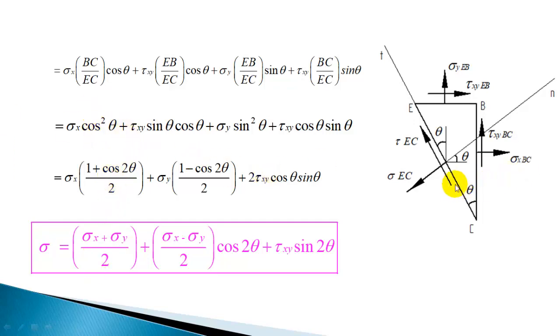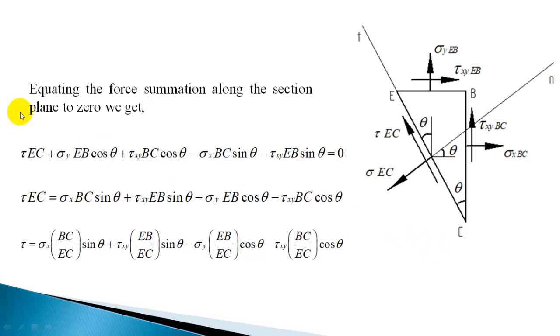Now to find out the shear stress along the plane, you have to resolve the forces along the plane. Let us sum up the forces along the plane and equate to 0. Since the element is in equilibrium, the summation in any direction has to be equal to 0. So along the plane, or tangential to the plane, I'll sum up the forces and equate to 0. Now I'll take upward as positive, downward as negative.